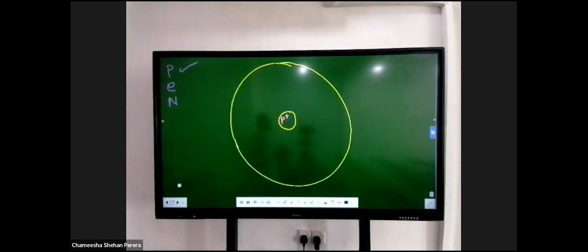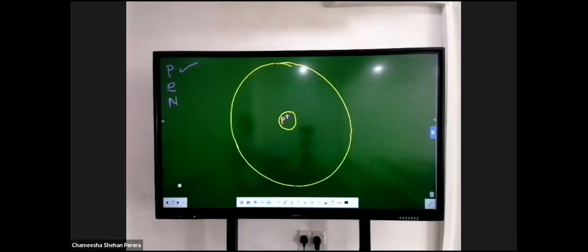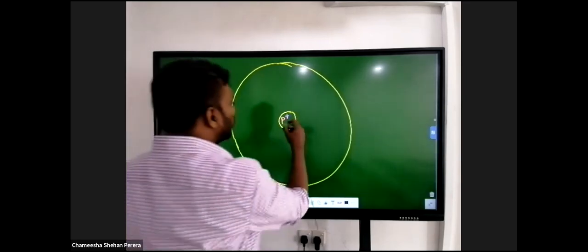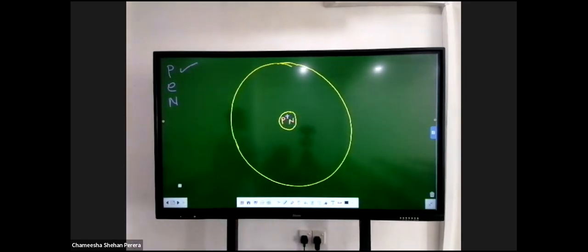Next thing he said, protons and neutrons are accumulated in the nucleus. Not only protons, but the neutrons are also present inside the nucleus. So what is inside now? We have found two subatomic particles inside the nucleus, protons and neutrons.